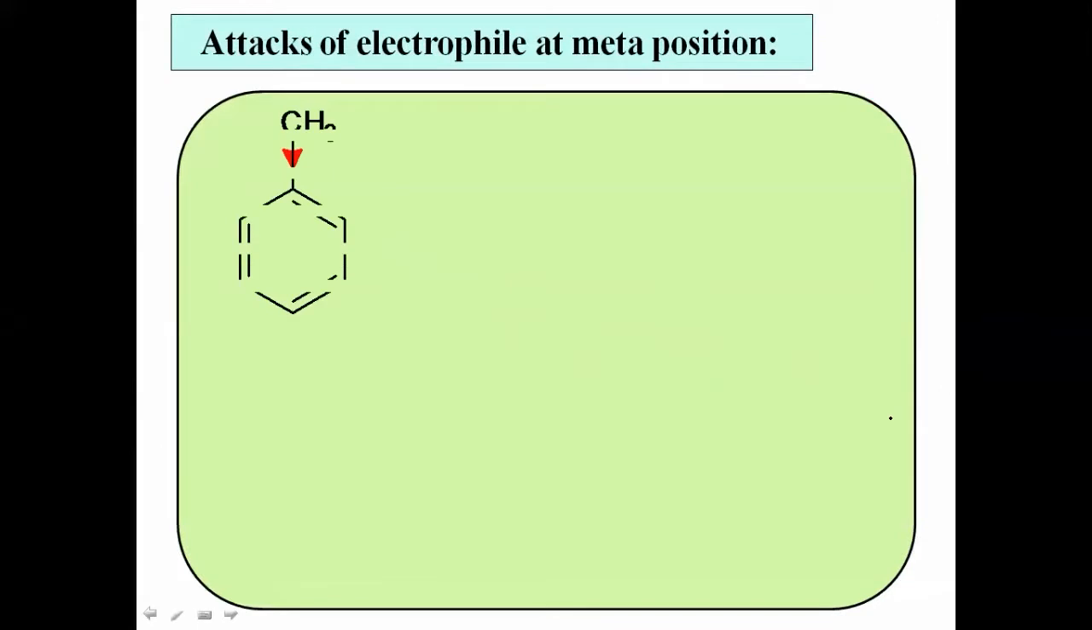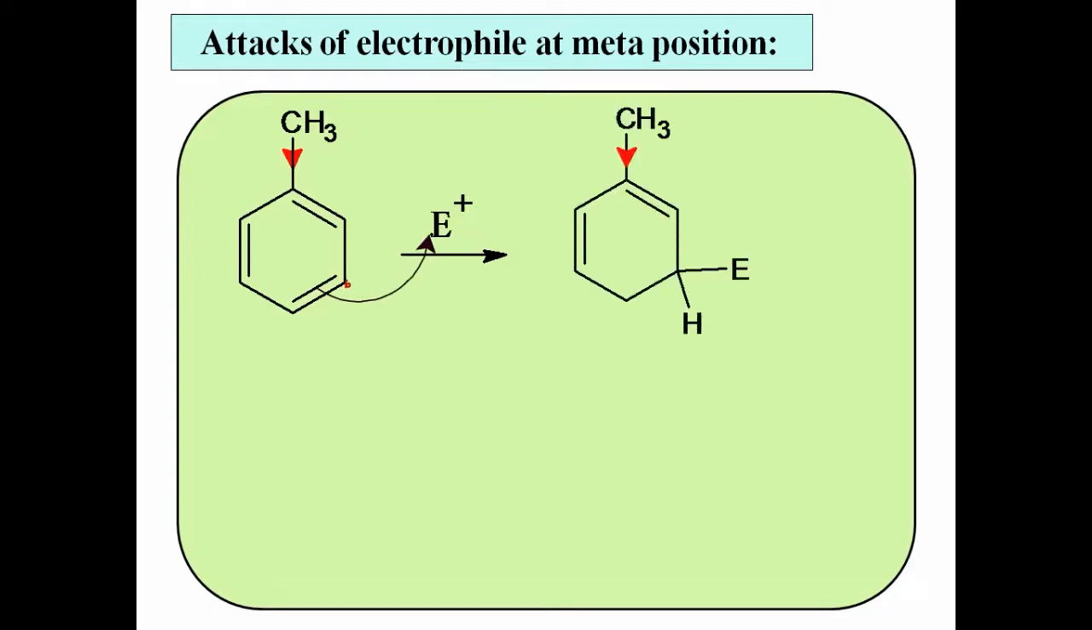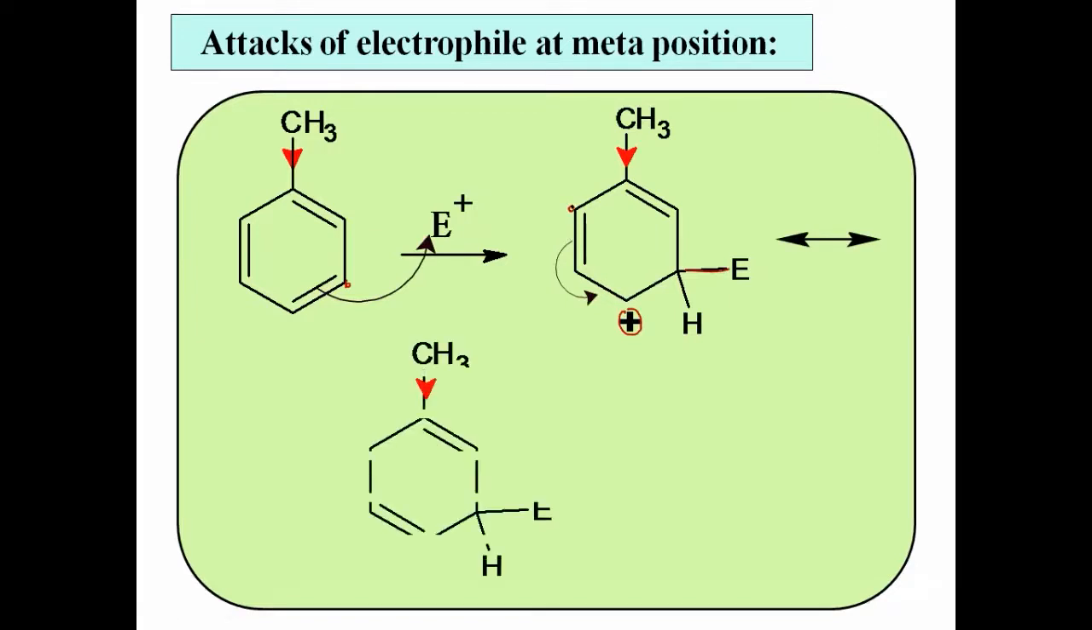Now let us see the third possibility, meta position. Again, the example is the same, toluene, that methyl group having plus I effect, there is electron donating inductive effect, and suppose that electrophile attacks at the meta position. Now what happens? There is a breaking of pi bond and formation of a new bond between meta position and electrophile. Okay, this is the new bond between meta position and electrophile, while another carbon acquires positive charge, and we get the Arenium ion. Again it undergoes delocalization. Here this pi bond shifts between two carbons. It acquires positive charge. We get the resonating structure.